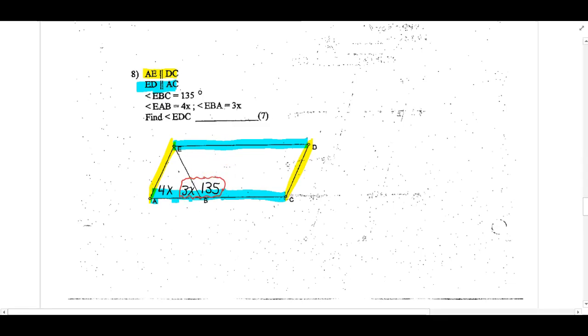Okay, right away, we should see an easier relationship. These two right here, they're a linear pair. Linear pair means they add up to 180. So here is our setup. And go ahead and solve.